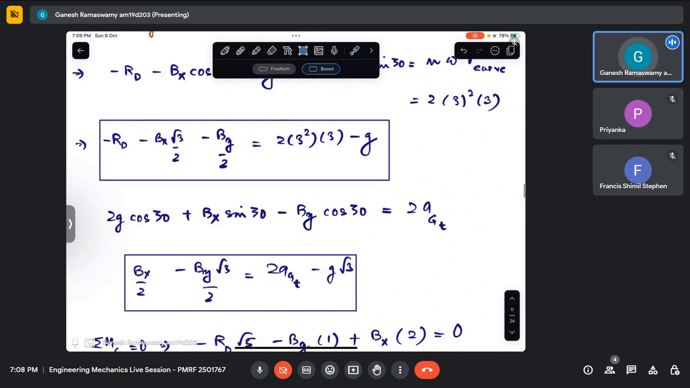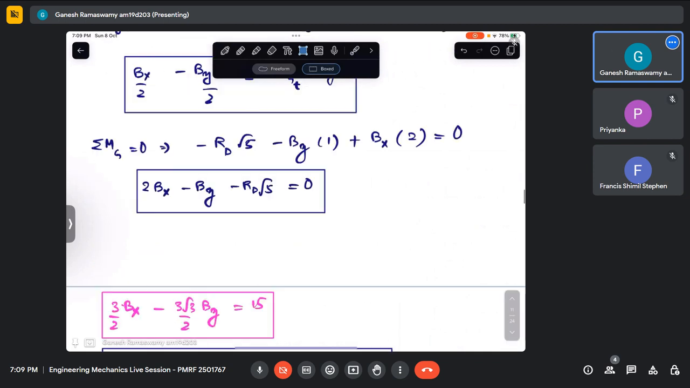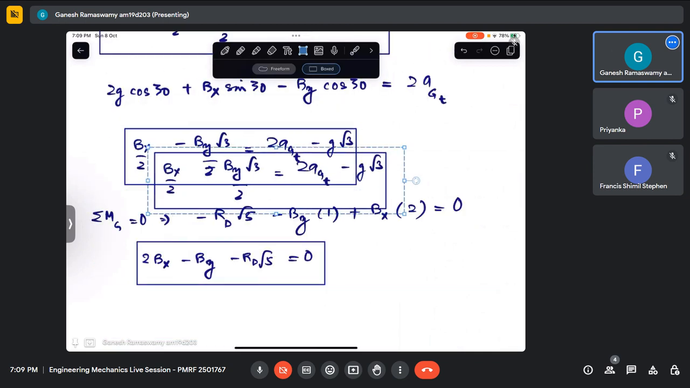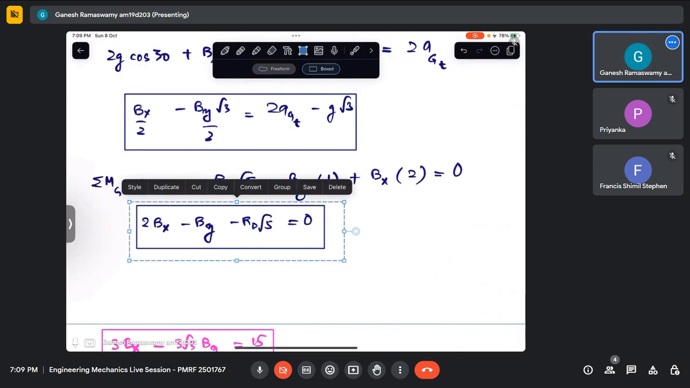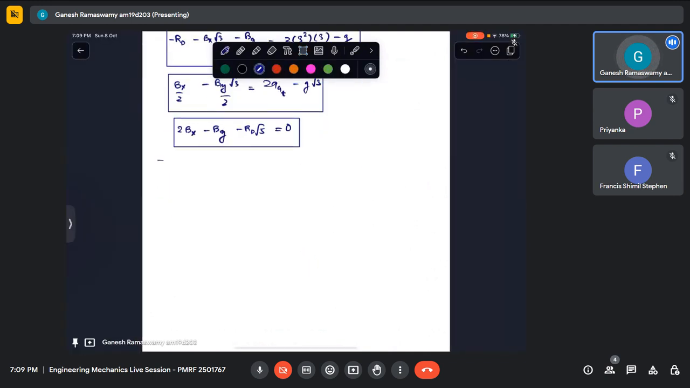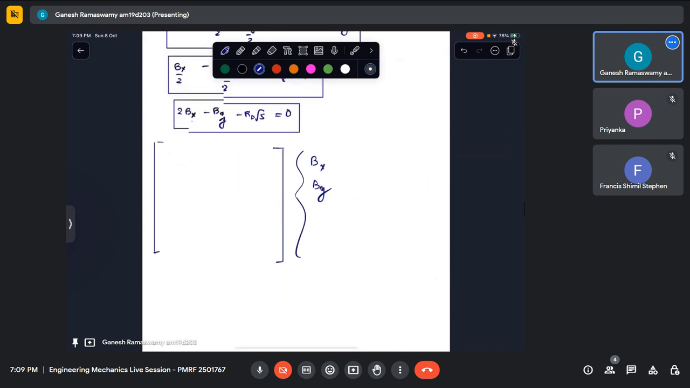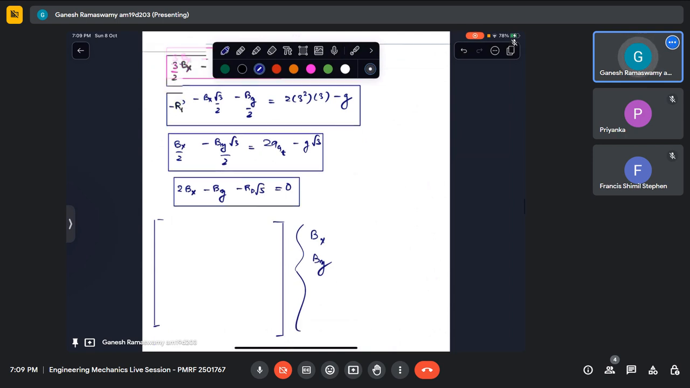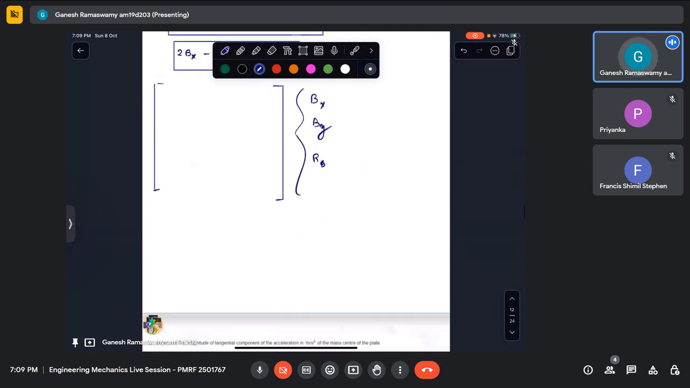Okay, this is one. This is the second equation. This is the third equation, and this is the fourth one. So if I have to write this as a matrix, Bx, By, RD, and AG, let us say AGT.